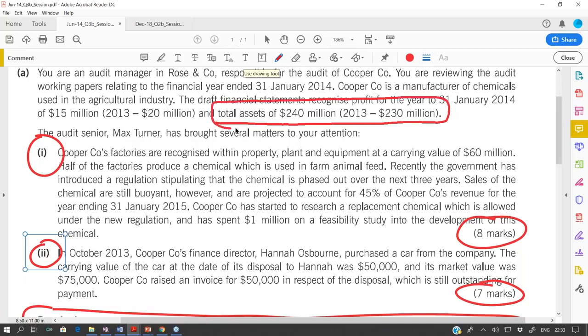So can you see the examiner giving us the total assets? The total assets of the companies are $240 million. And can I see $60 million as the carrying value? But I am not taking $60 million because the examiner is saying half the factories. So I'm taking $30 million and I'll divide the $30 million by $240 million. And then I write the answer. See, how would you write it?